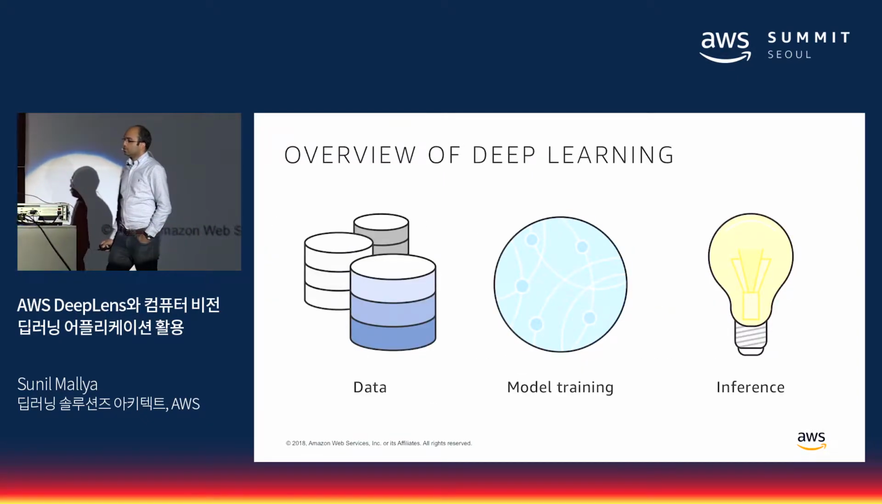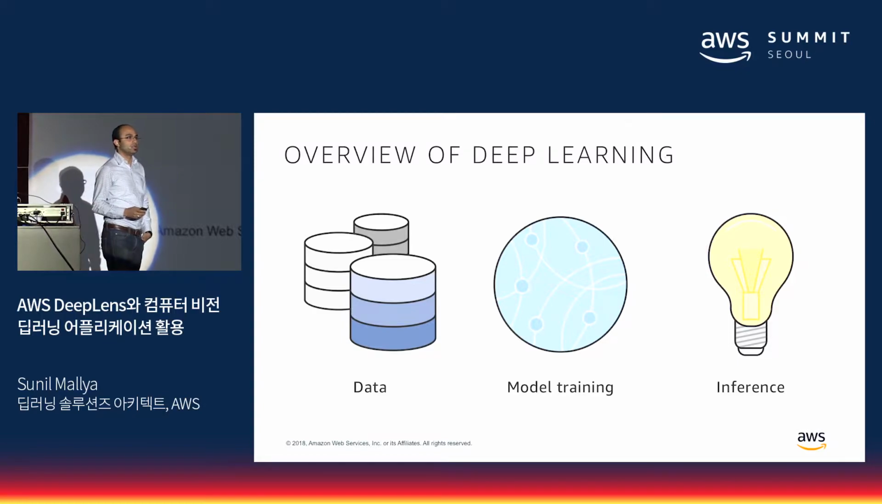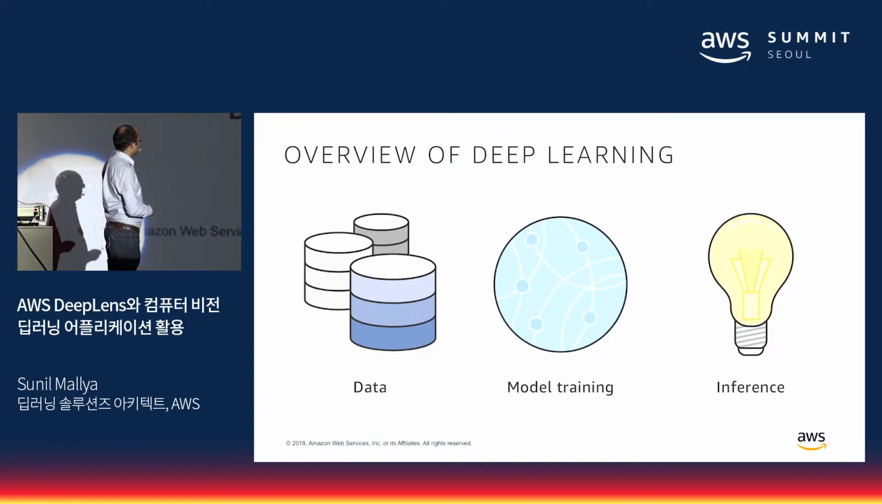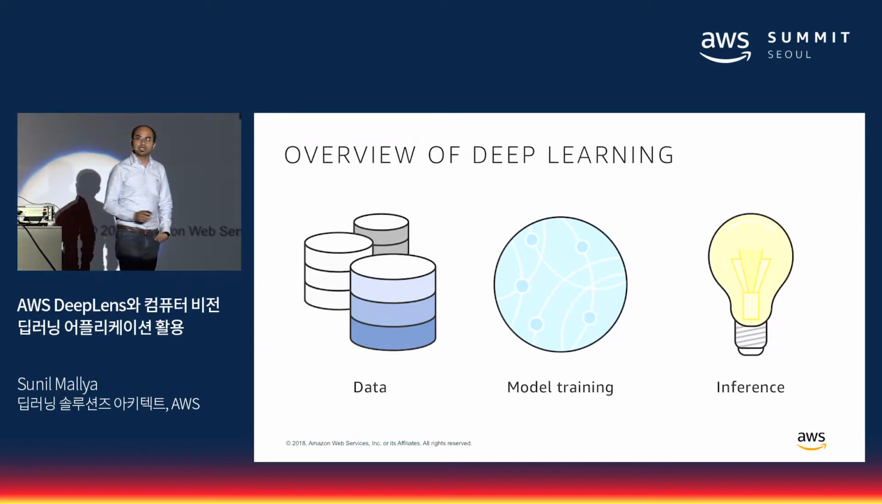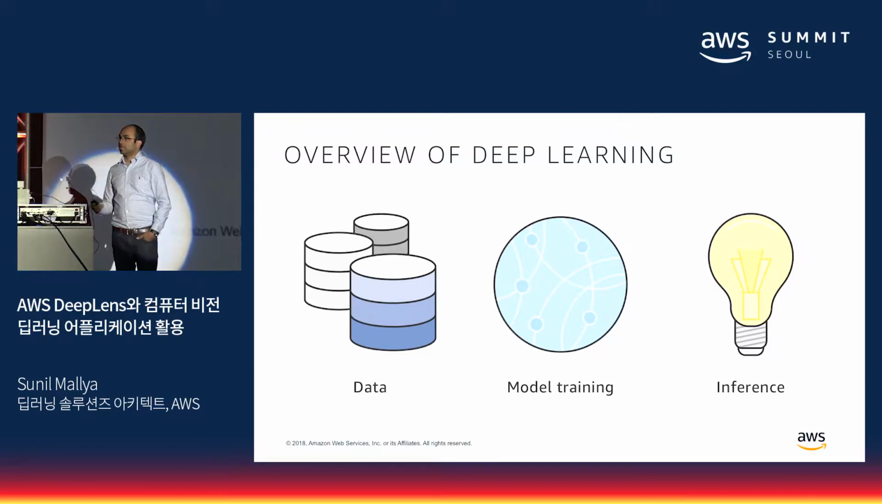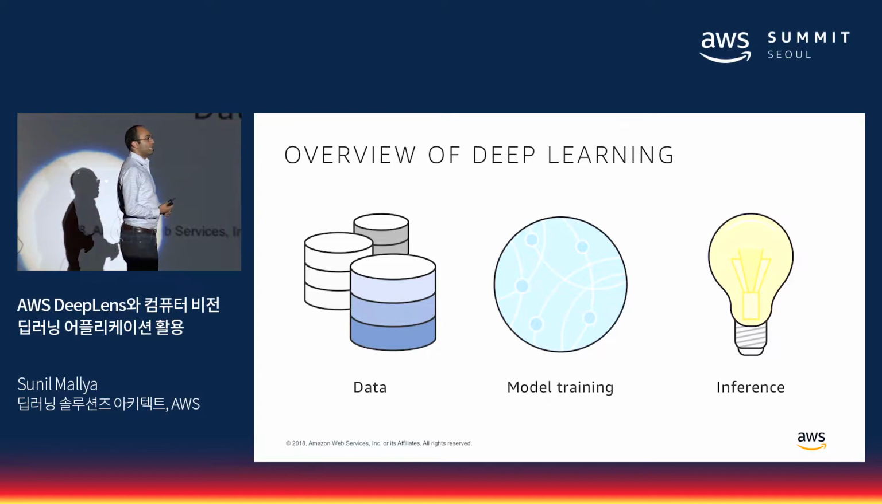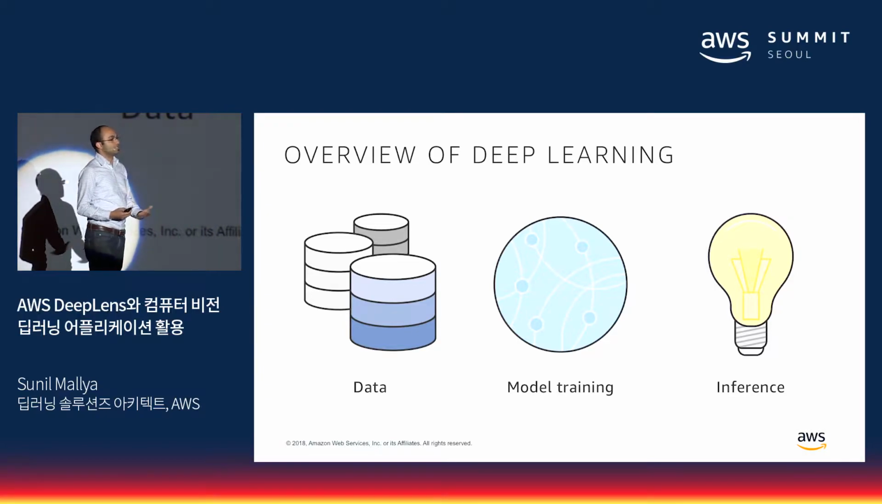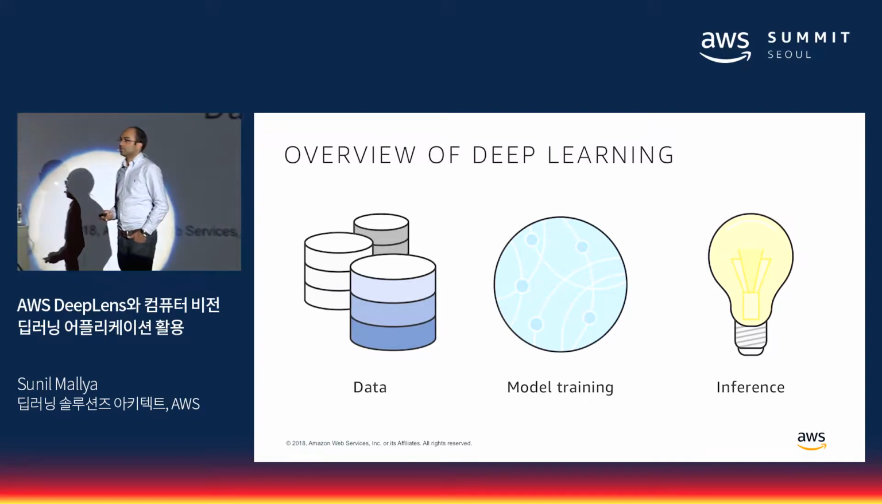So let's look at, if we take a step back, what are the steps that are involved as you do machine learning or deep learning, right? You start with the data. There's a whole process of collecting that data. Thanks to the cloud, at AWS with services like S3, Kinesis, RDS, all these make it easy for you to collect and store data at scale.